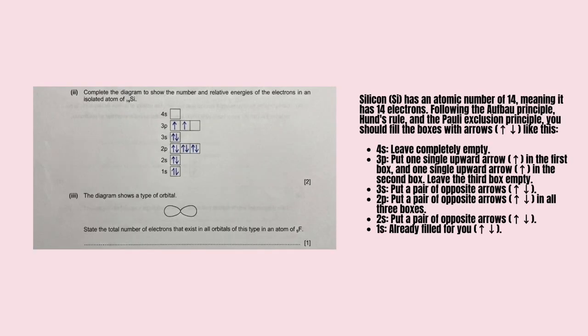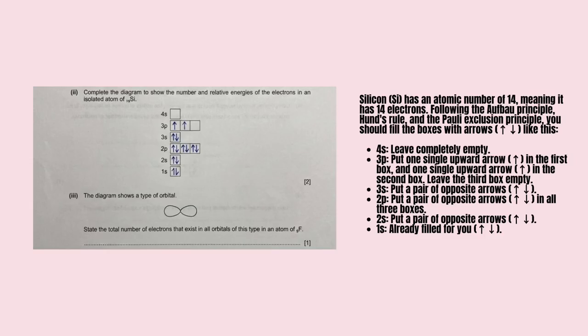Let's complete the diagram for silicon with 14 electrons. We follow the Aufbau principle, Hund's rule, and the Pauli exclusion principle to fill the subshells from lowest to highest energy. 1s, 2s, and 3s each get a pair of opposite arrows. Note that 1s is already done for you. And the 2p subshell is fully filled, so we place a pair of opposite arrows in all 3 boxes.